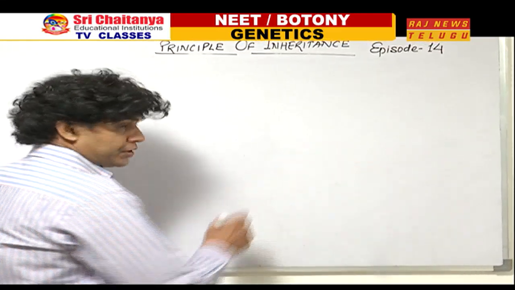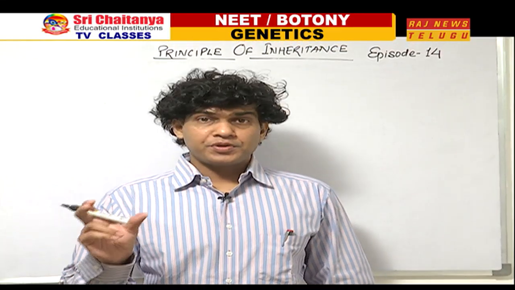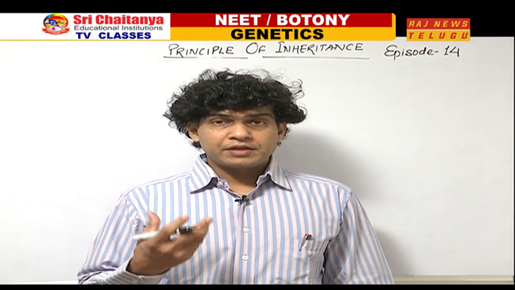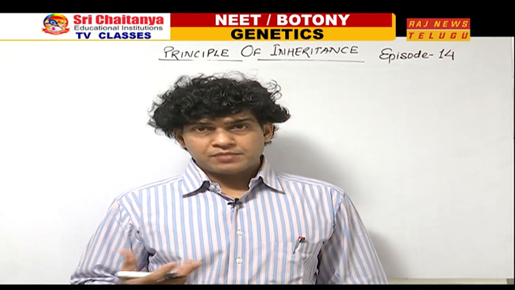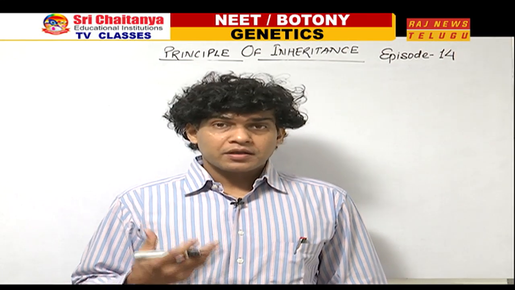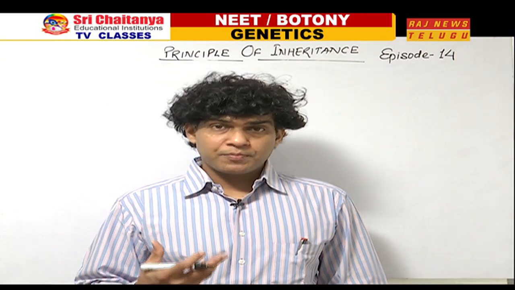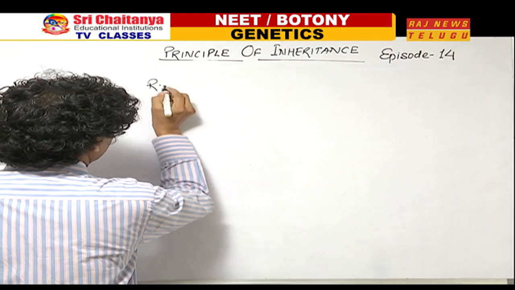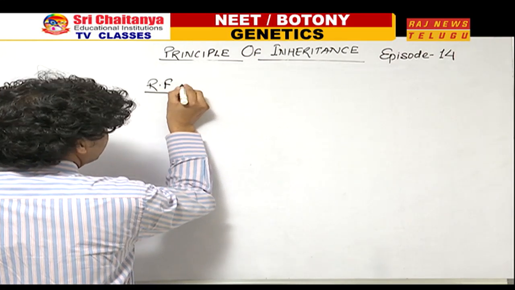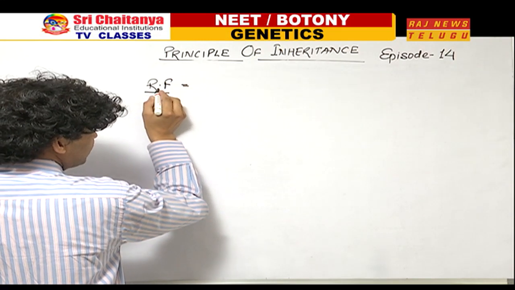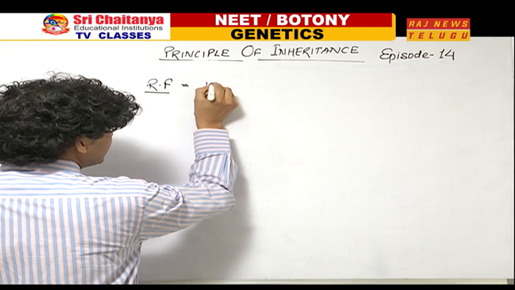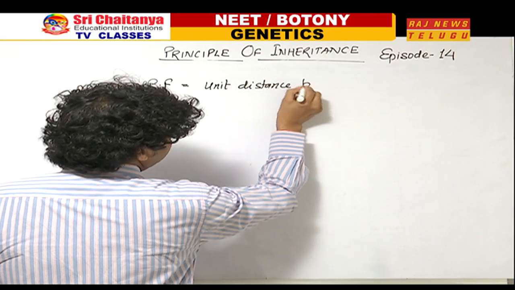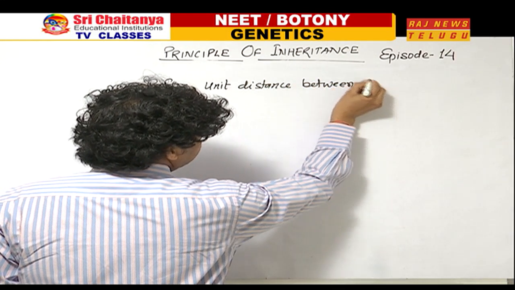So in the last class we discussed that the recombination frequency can be treated as one of the parameters with the help of which the relative distance and sequence between the genes can be traced out, and that helps us to construct the linkage map, or the gene map, or the chromosomal maps. So the unit of recombination frequency is equivalent to the unit distance between genes.